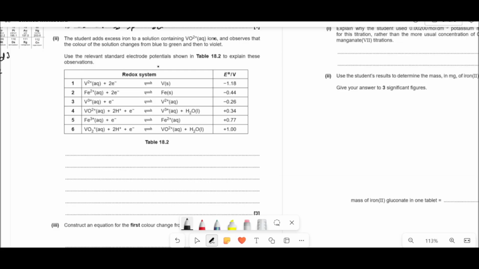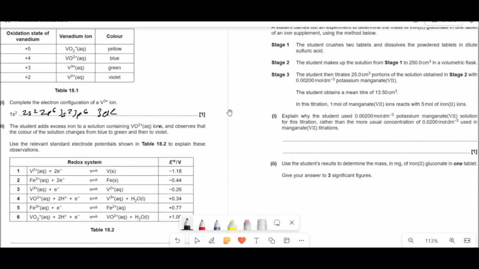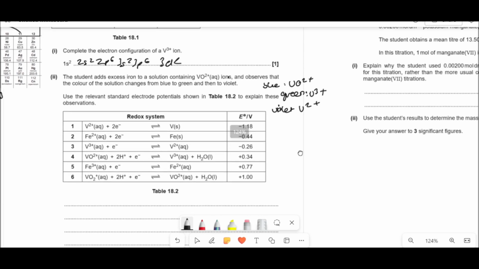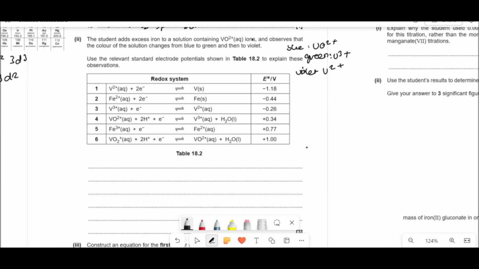They're using the relevant electrode potentials shown to explain these observations. So you've got to use these things here. If it's blue, that's VO2+. If it's green, then it's V3+. And if it's violet, it's going to be V2+. In this circumstance, the question has told you which route these are going. So don't just jump in and say oxidation, reduction, this is negative, and so on. It's telling you which way everything is going in the question.